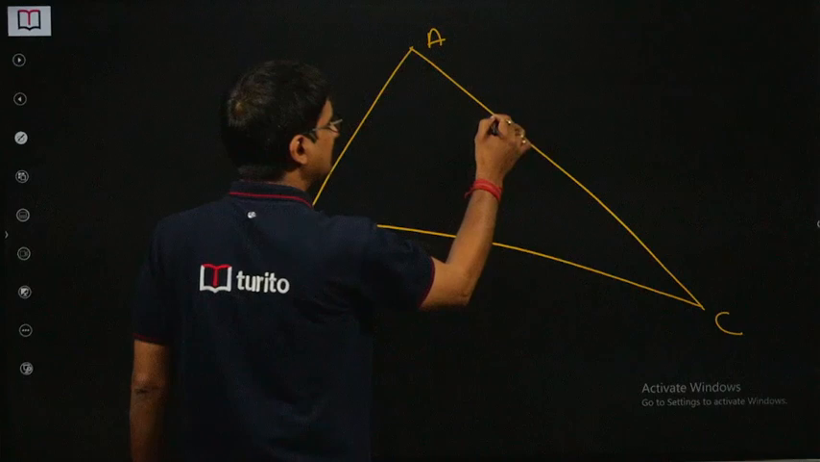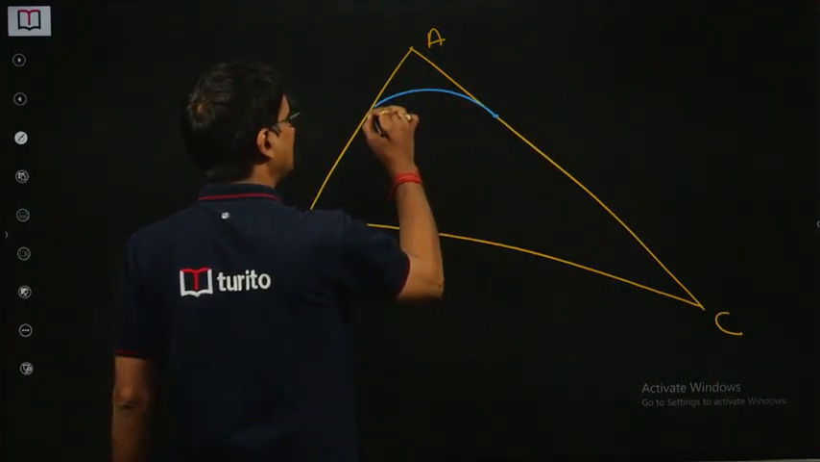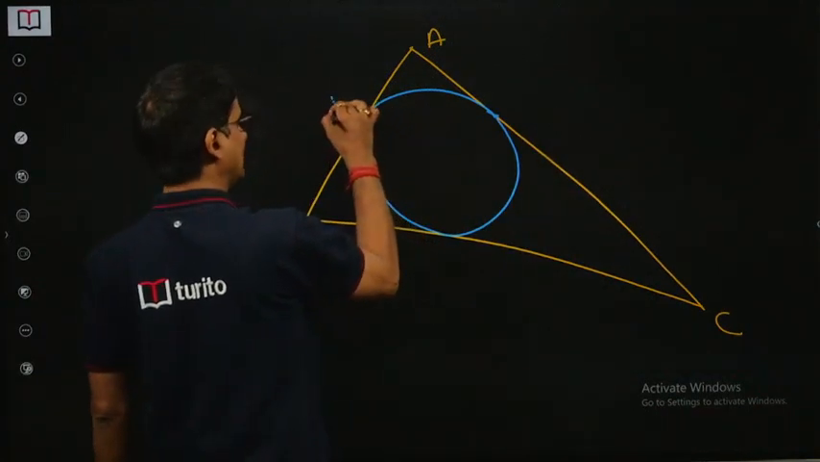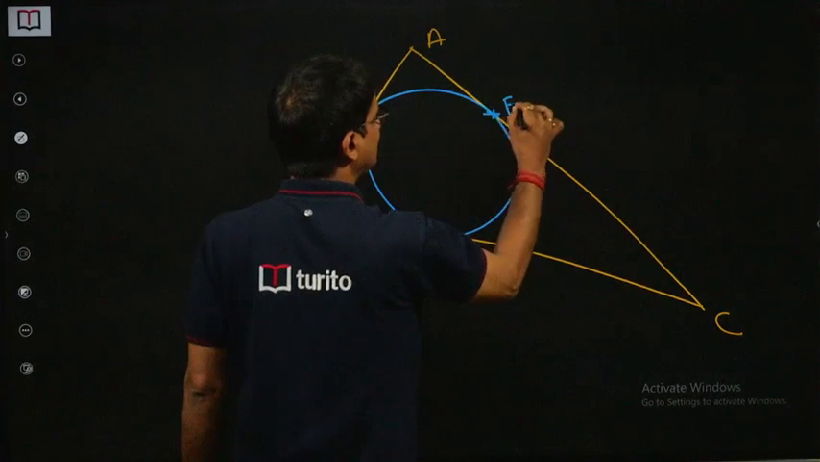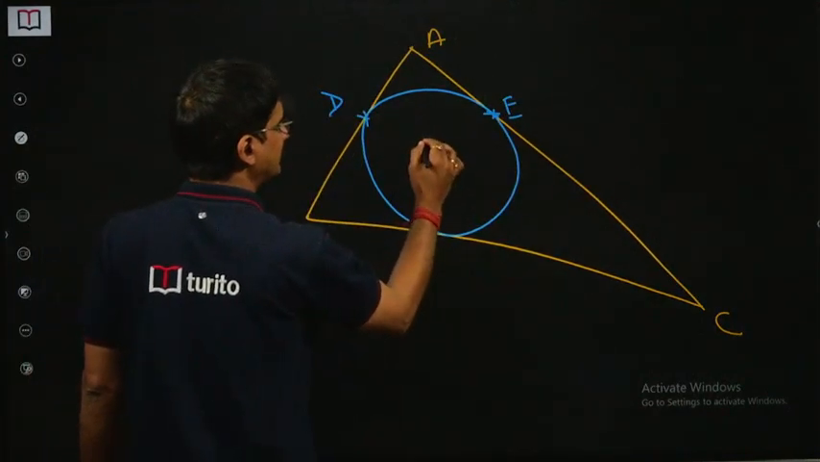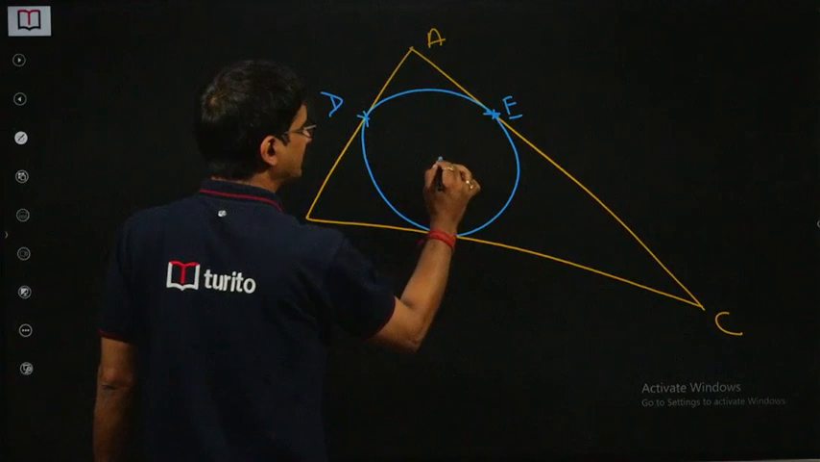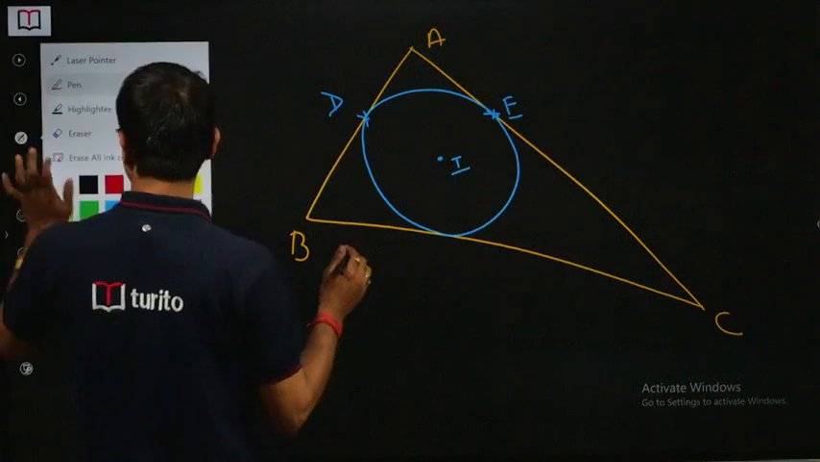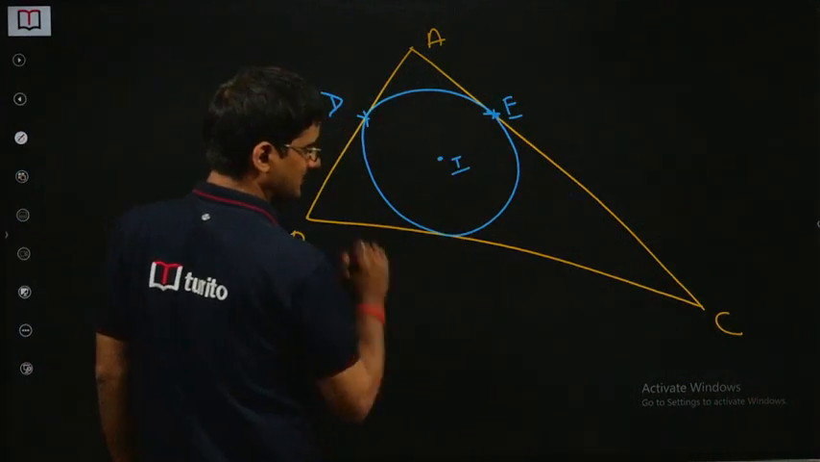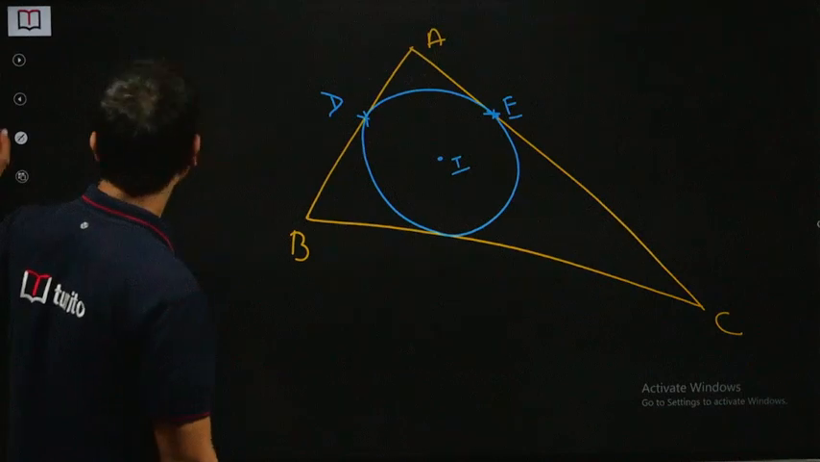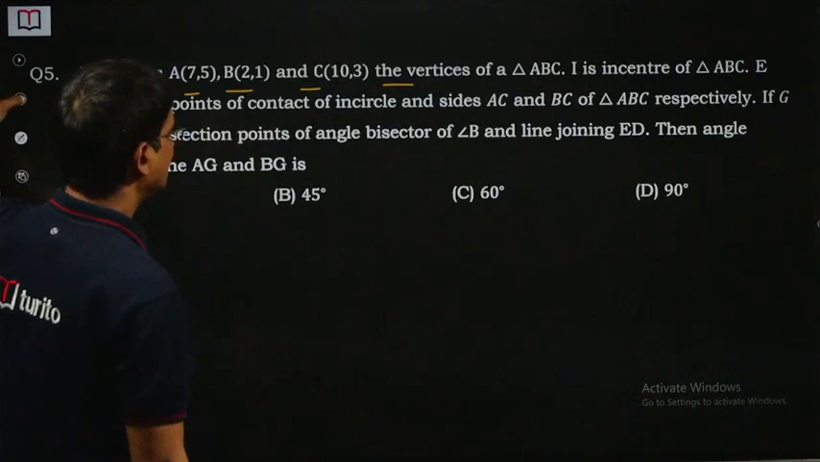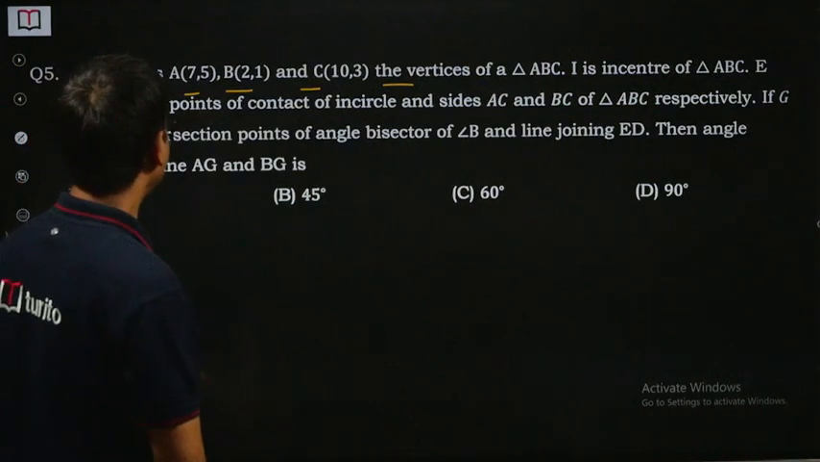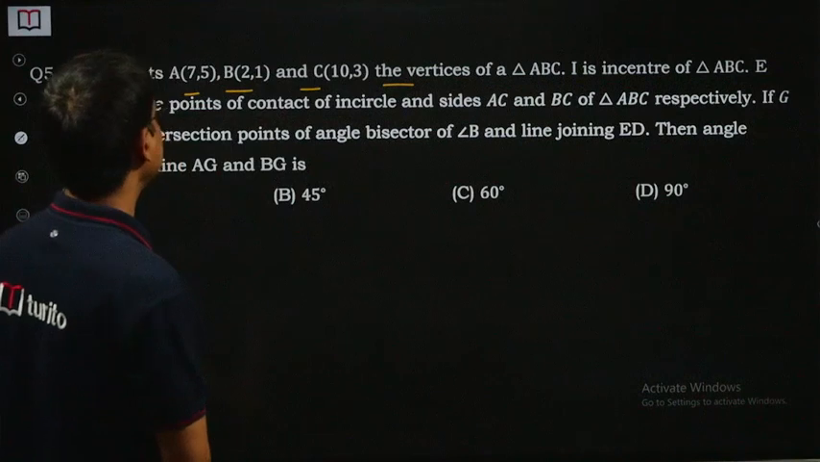There's an incircle that touches AB, AC. Let's say this is at D, this is at E. The incenter somewhere here, let's say that's your incenter. Then join the vertex. E and D are the points of contact of the incircle with AC and BC.